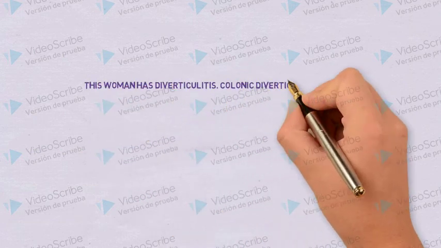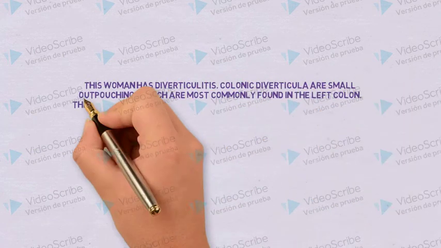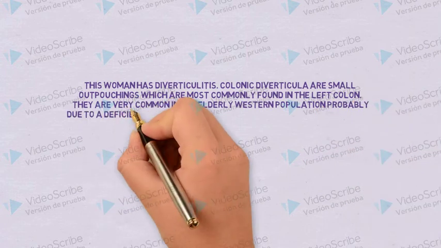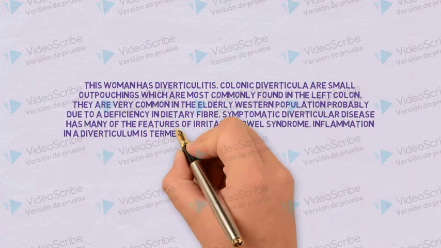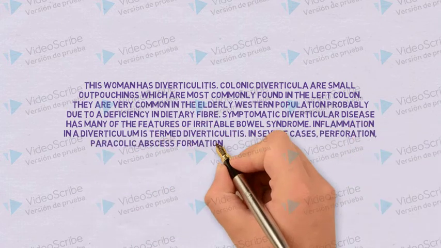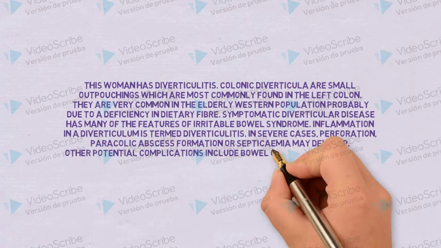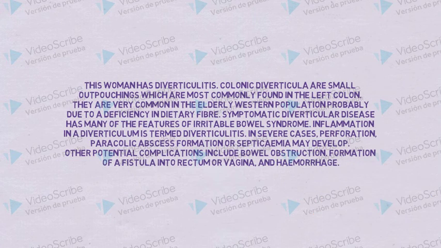This woman has diverticulitis. Colonic diverticula are small outpouchings which are most commonly found in the left colon. They are very common in the elderly Western population, probably due to a deficit in dietary fiber. Symptomatic diverticular disease has many of the features of irritable bowel syndrome. Inflammation in a diverticulum is termed diverticulitis.